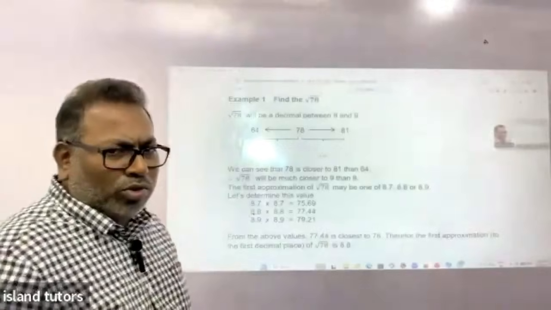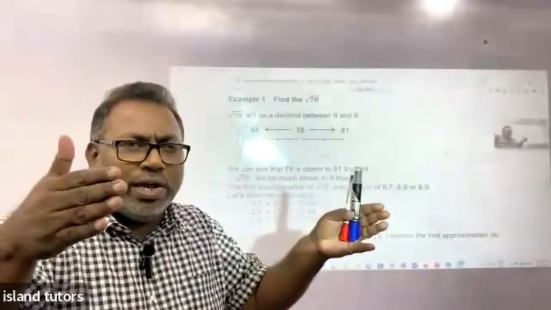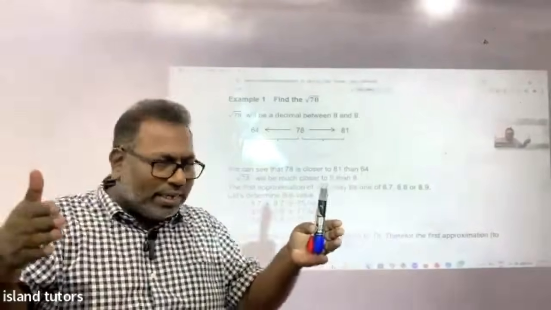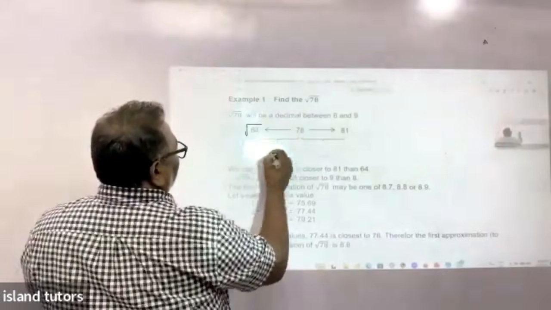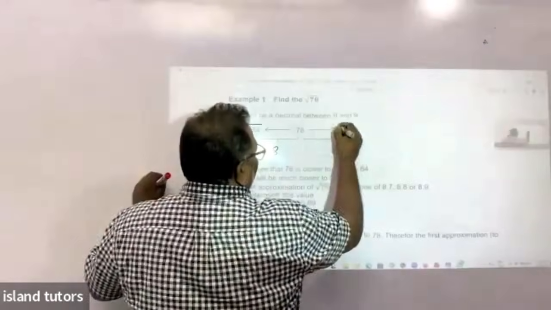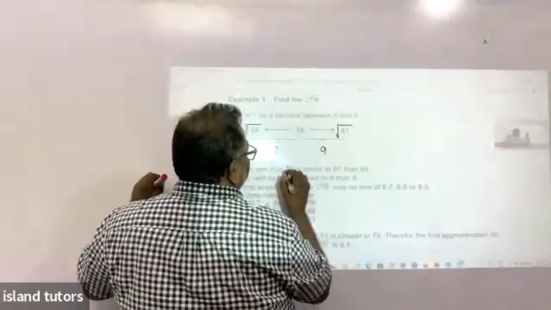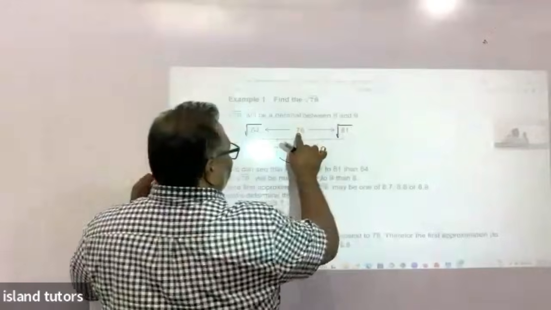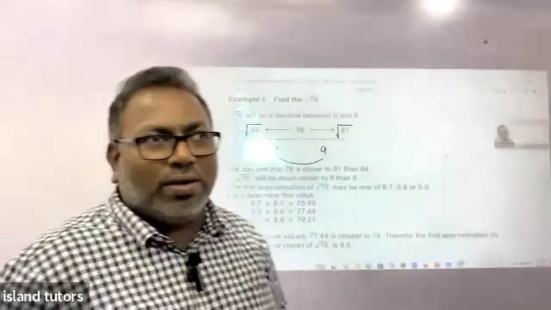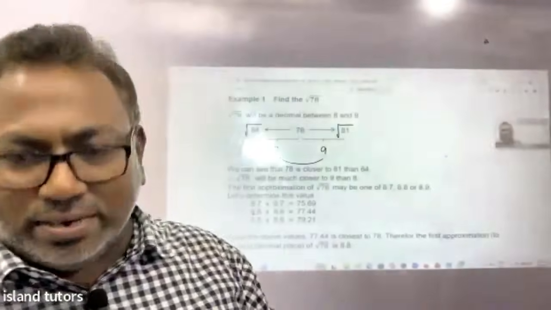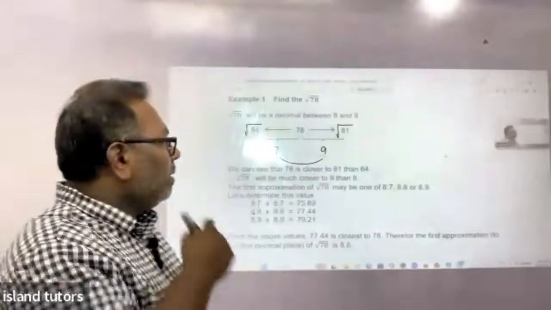So first and foremost, you need to see what are the two perfect squares on either side of the number. So square root of 64 is 8. Square root of 81 is 9. So 78 is between these two numbers. So 78 has to be a value between 8 and 9, a decimal number.